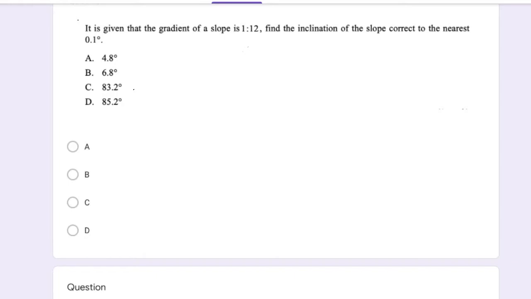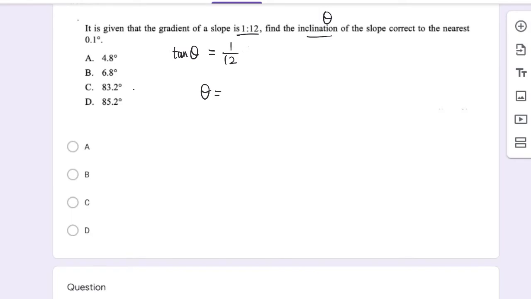For this question, you know that this is the slope. That means you have 1 over 12 equals to the tangent theta, where theta will be the inclination. So theta actually equals to arctangent of this value. So you will have 4.77 degree. That means your answer will be this one.